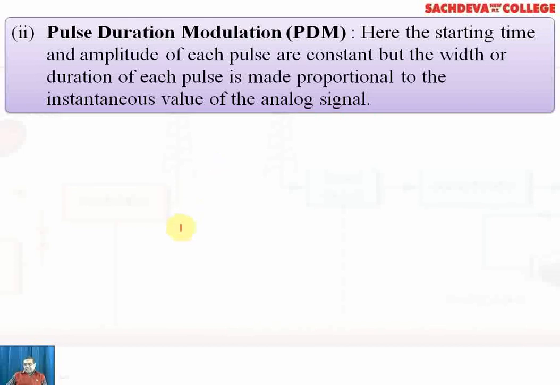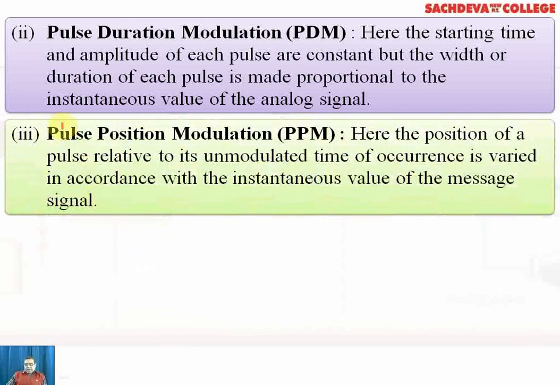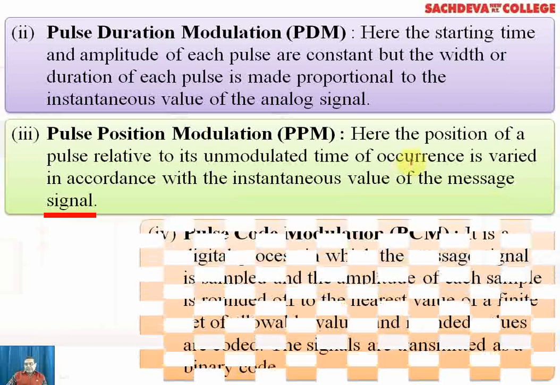Earlier we discussed the analog signal and the digital signals. Instantaneous means at a specific instant of time. Now pulse position modulation, that is PPM, is clear from the figure. Here the position of the pulse relative to its unmodulated time, unmodulated meaning when the mixing of the signals is not done, at that time of occurrence is varied in accordance with the instantaneous value of the message signal.